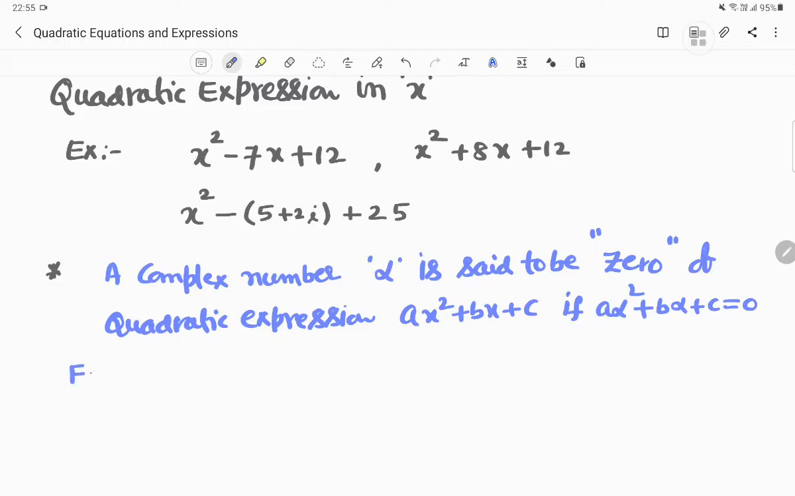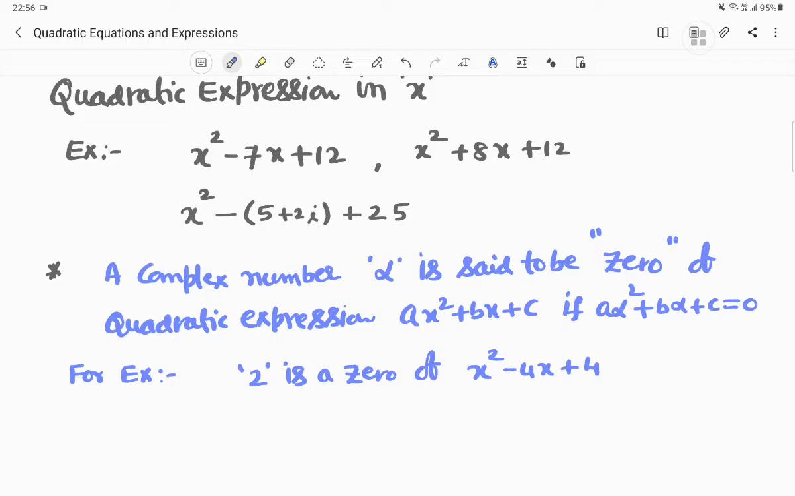Suppose, for example, 2 is a zero of x square minus 4x plus 4. So x is equal to 2, substitute there. 4 minus 8 plus 4, 8 minus 8, 0. So whenever the value of x square minus 4x plus 4 is equal to 0, then that value alpha is called a zero of the quadratic expression.